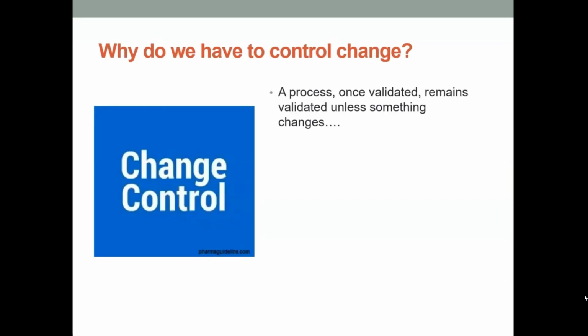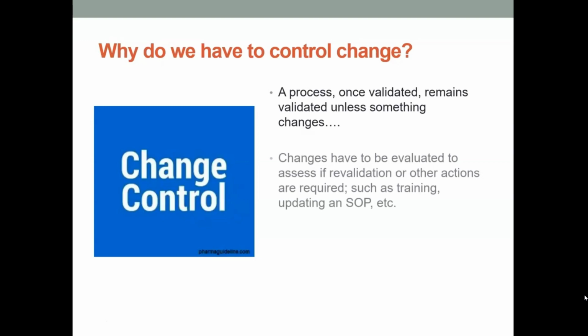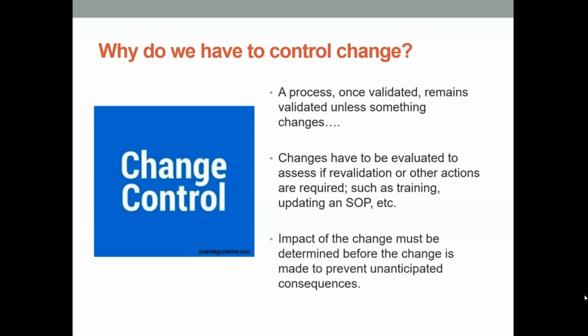Change control. So why do we have to have change control? Well, a process, once it's validated, remains validated unless something changes. Changes then have to be evaluated to assess if revalidation or other actions are required, such as training or updating an SOP, etc. The impact of the changes must be determined before the change is made, so you prevent unanticipated consequences from happening.